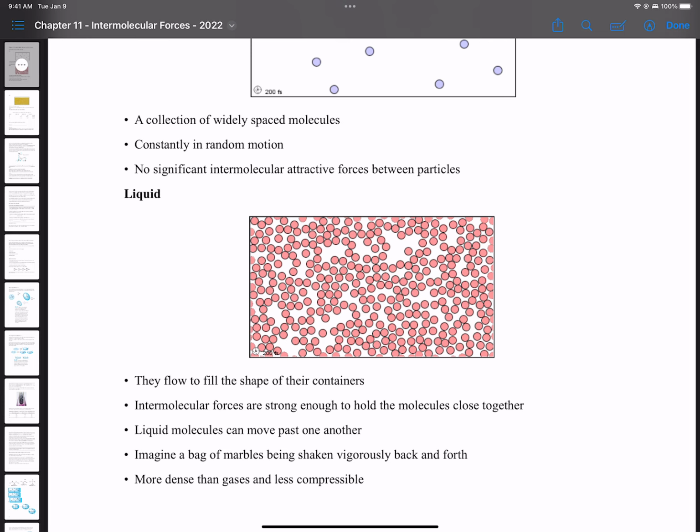The best way to think about this is imagine a bag of marbles, and you're shaking them vigorously back and forth, right? The marbles can slide over one another, make some sounds, and they assume the size of their container. So that's what a liquid is. They're more dense than gases, but less compressible. It's harder to compress a liquid, just because the liquid molecules kind of move together as one.